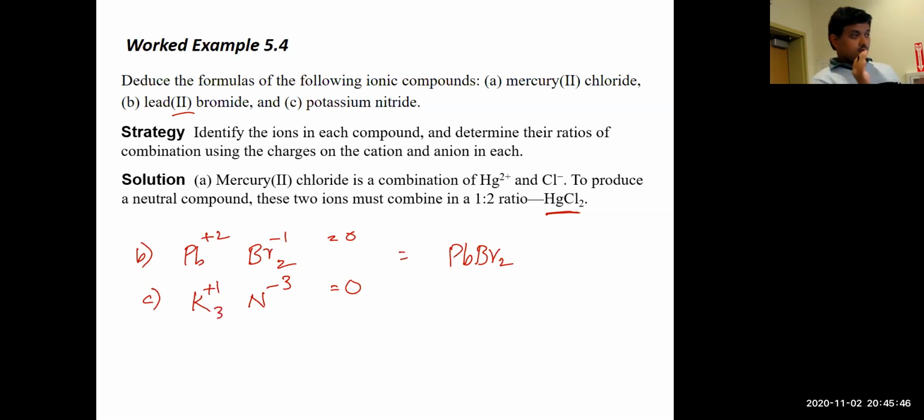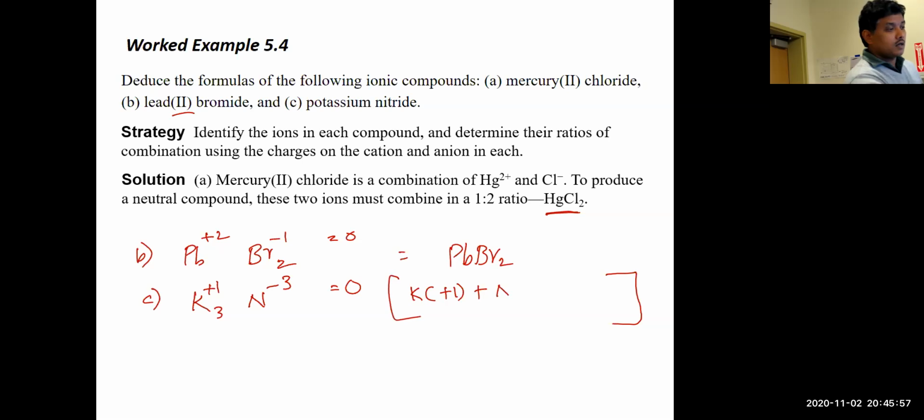Again, if you were a little bit confused with this advanced method, you could always use this formula. Potassium with a +1 charge, nitrogen with a -3 charge. You are hoping for overall 0 charge. How do you get +3 for -3 is by having 3 here. That's why I put 3 here. So which means potassium nitride formula is going to be K3N, 3 potassiums and 1 nitrogen.